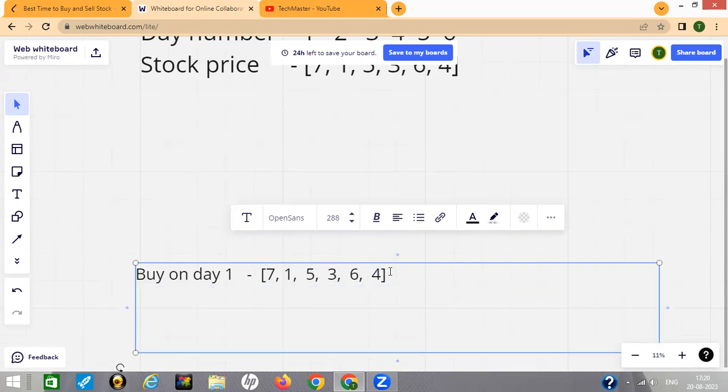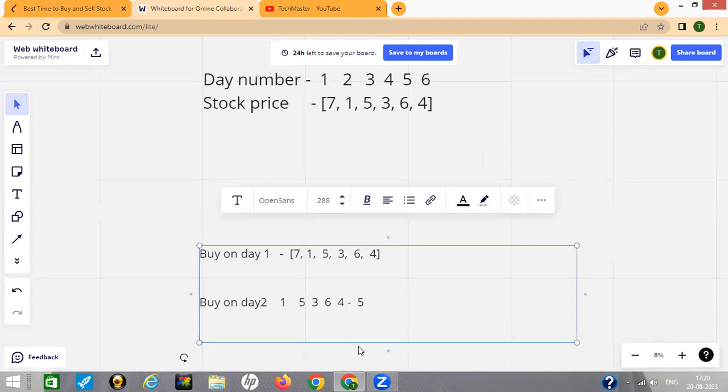But if I buy the stock on day two, I'll be buying the stock at price 1, and I can sell the stock at price 5, and then 3, and then 6 and 4. And if I see here the maximum profit I'll make when I buy at price 1, I can sell on day 5, so I'll be making a profit of 5.